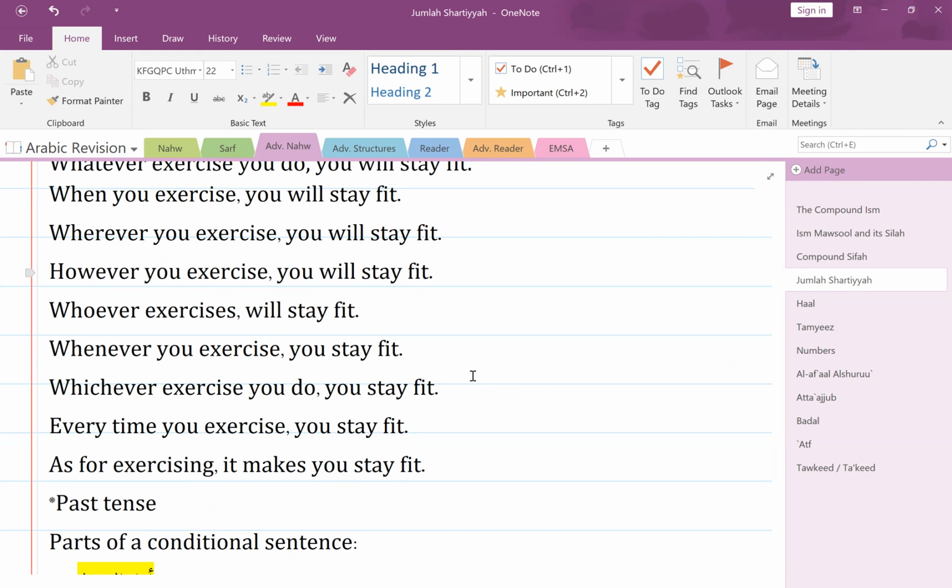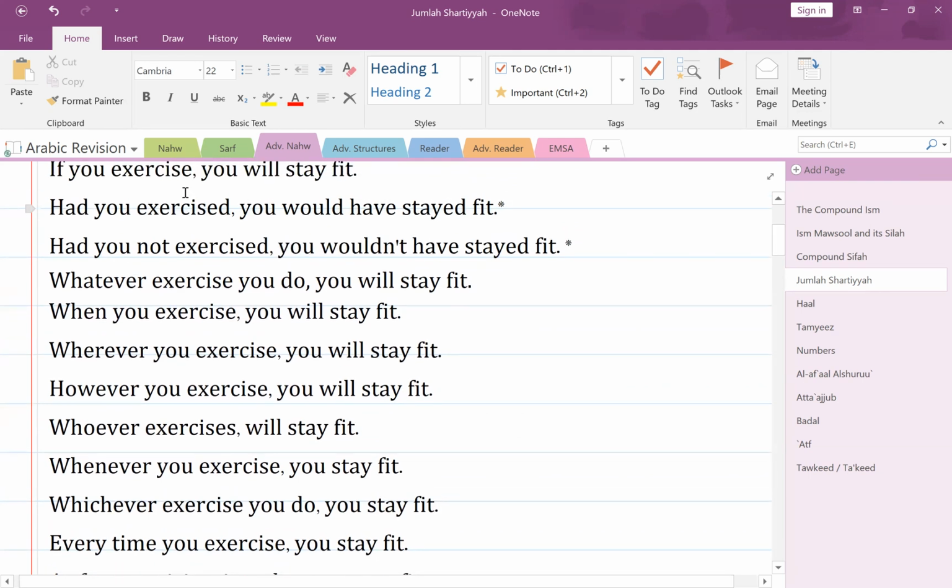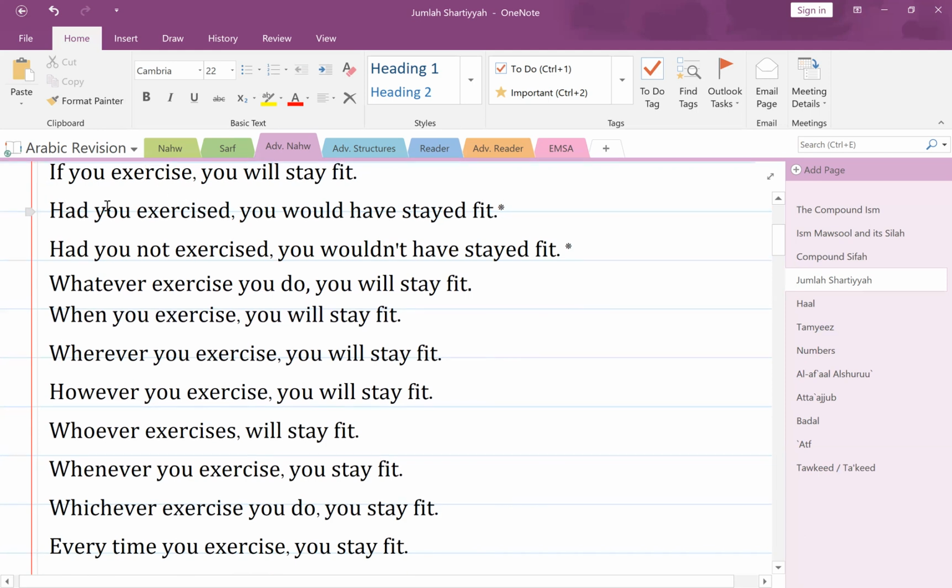And there's a reason why I'm giving you all this, and you will see why soon: I'm giving you so many examples and different variations of conditional sentences. There's just a small note. Had you exercised, if you notice, everything else is either in the present or in the future tense, but had you exercised and had you not exercised, these two are in the past tense. So that's something to keep in mind.